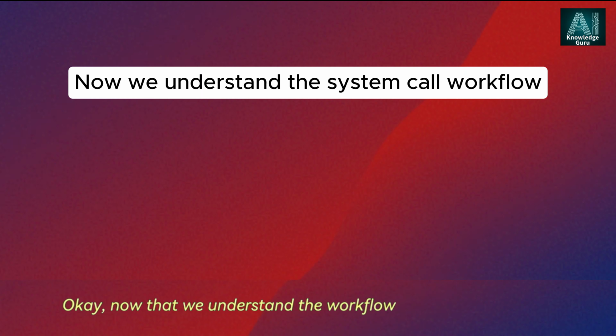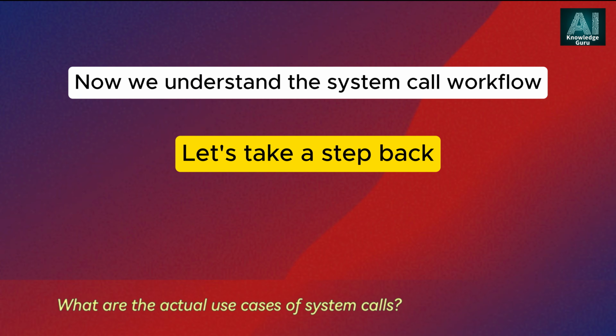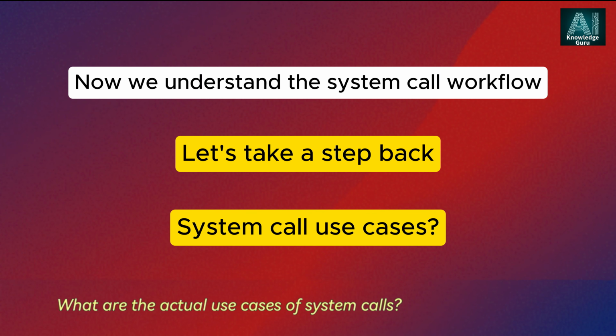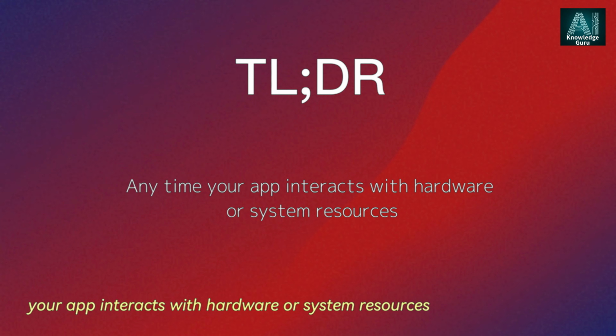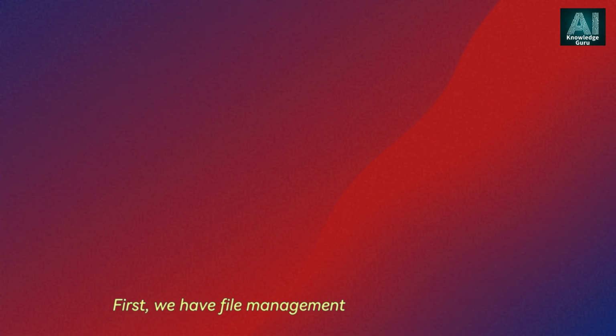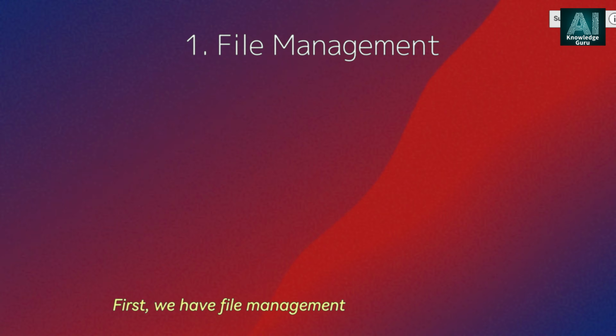Okay, now that we understand the workflow, let's take a step back. What are the actual use cases of system calls? And the short answer is pretty much any time your app interacts with hardware or system resources. First, we have file management. Calls like open, read, and write let your app interact with the file system. For example, when you open a file, the kernel checks if you have permission and locates the file on disk.